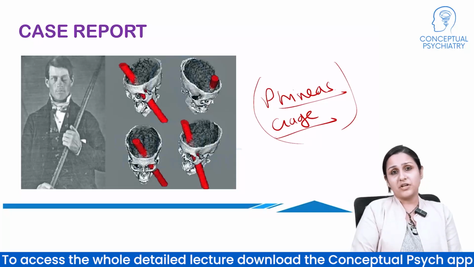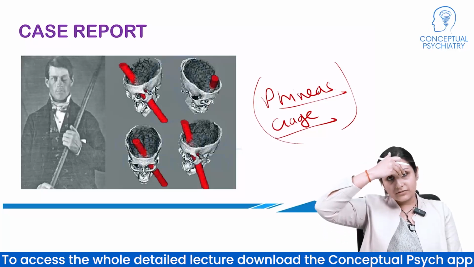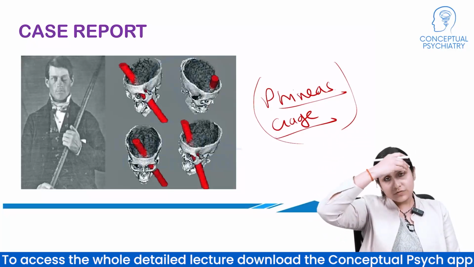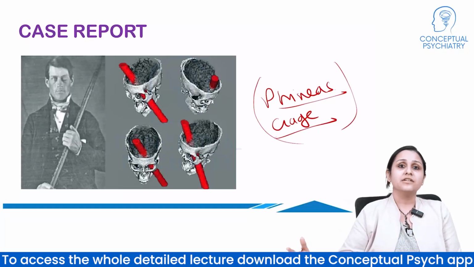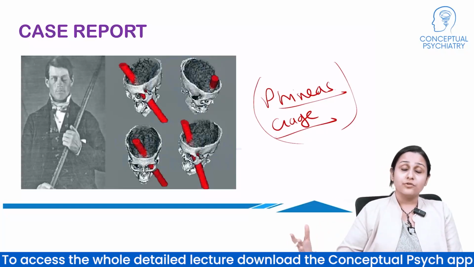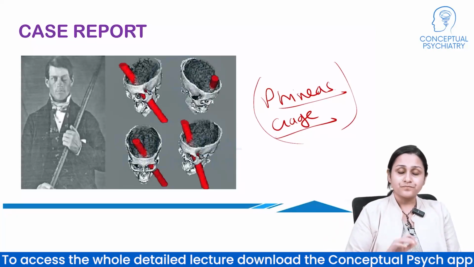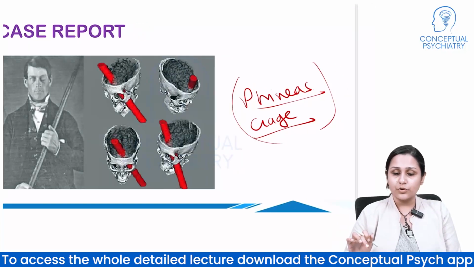They had no part to play in our personality, in cognitions, in illnesses. But after this particular case, wherein he was a railway worker and the rod went up his eye and jammed down his brain and came out the other side, his frontal lobe was completely disrupted, and they saw a marked change in his personality before and after, due to which we came to know the importance of this particular part of the brain. So this is how a case report can be very important.